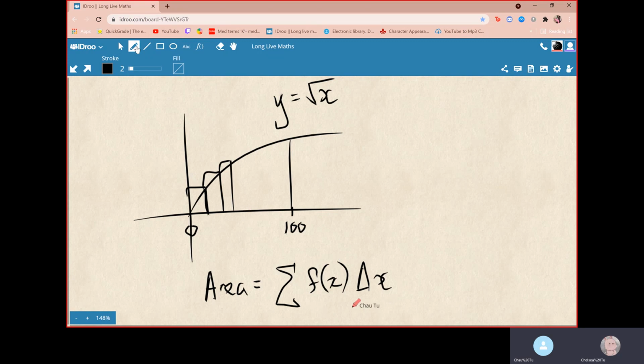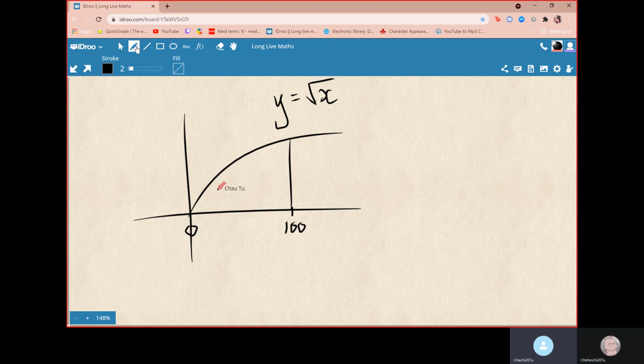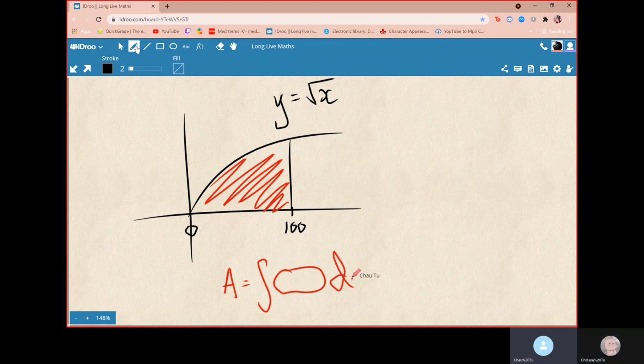Okay, so for the time being, let's leave this. Let's just try and work out the area underneath that square root graph. What's this area here? So area is the integral of what goes in here, dx, Chelsea. And you don't understand this dx thing.